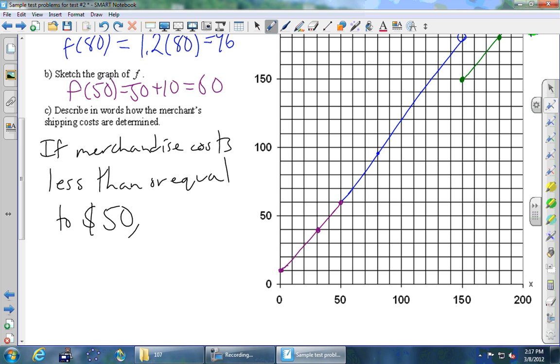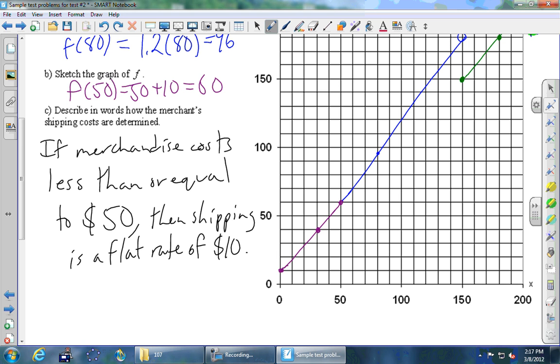If the merchandise costs less than or equal to $50, then shipping is a flat rate, meaning it's always $10. So if you buy something that costs $1, you're going to pay an extra 10 in shipping. If you buy something that costs $50, you'll pay an extra 10 in shipping.